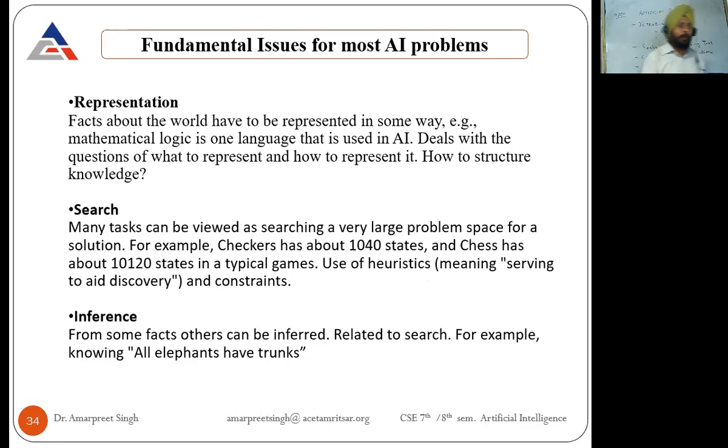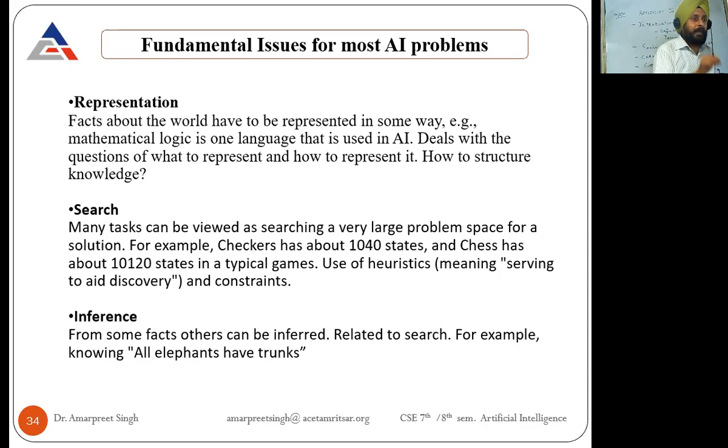Fundamental issues for most AI problems. What are the fundamental issues? A very important thing is you collect the information from different sources. But very important is how to represent that information. Representation is very much important. People face the problem: they have the information, but how to represent that information to the outer world? This is a very common and important problem which the AI domain faces.